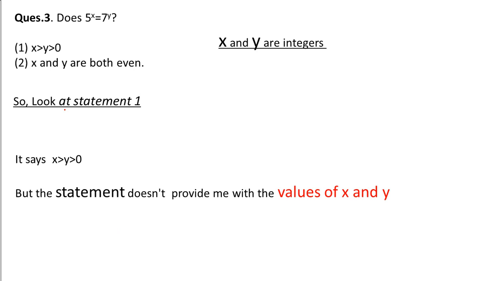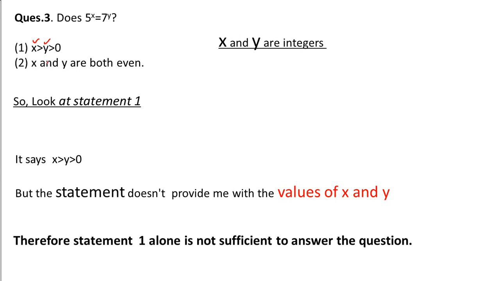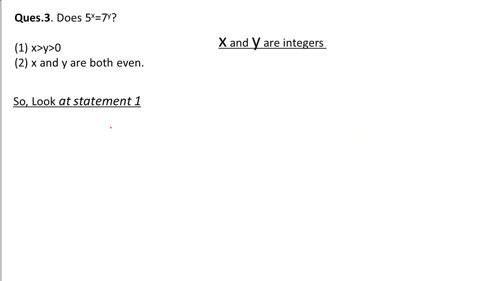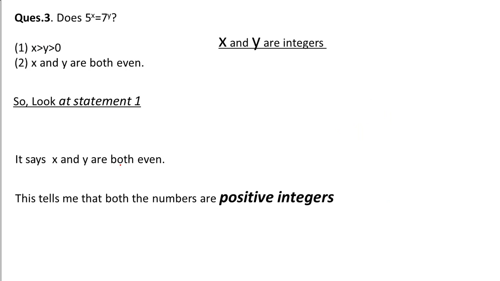Therefore, the first statement tells me x is greater than y is greater than 0. This doesn't help me to know the values of either x or y. So clearly, this is not sufficient to answer the question. Look at statement 2 now. It says x and y are both even. As soon as I know both are even, they are positive integers.